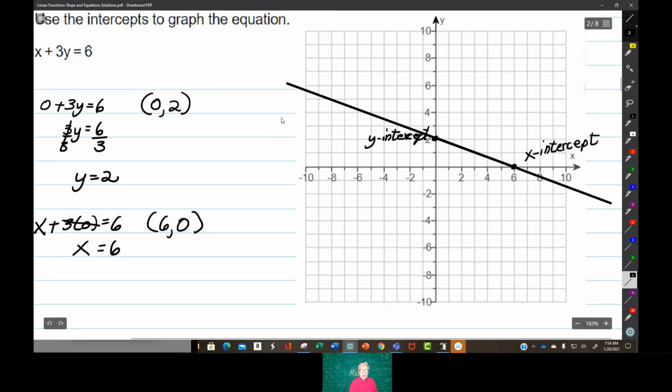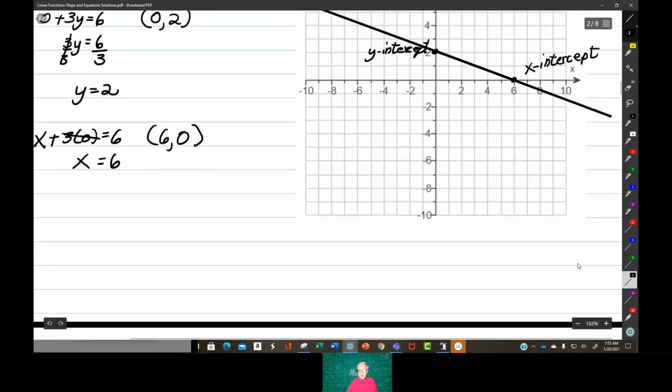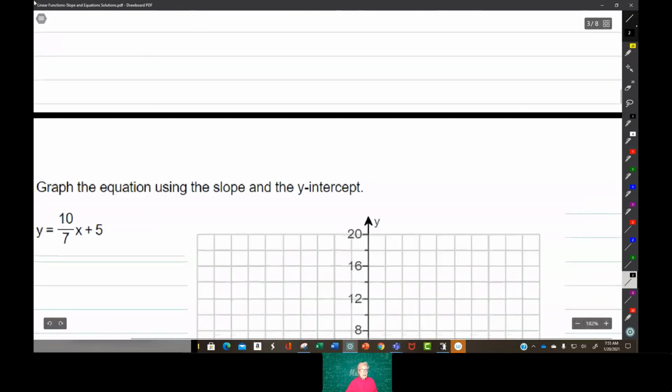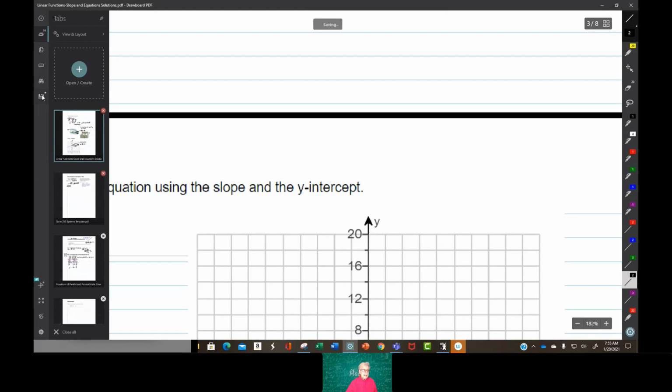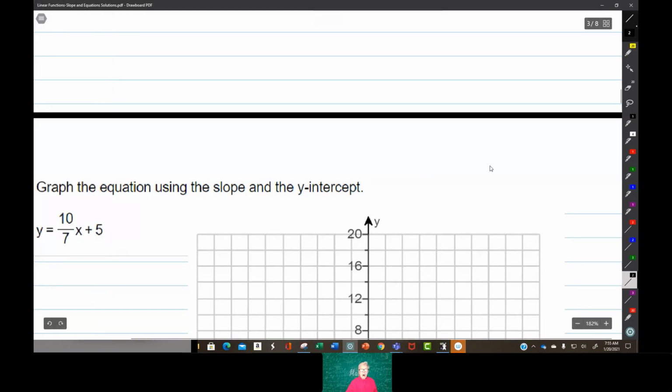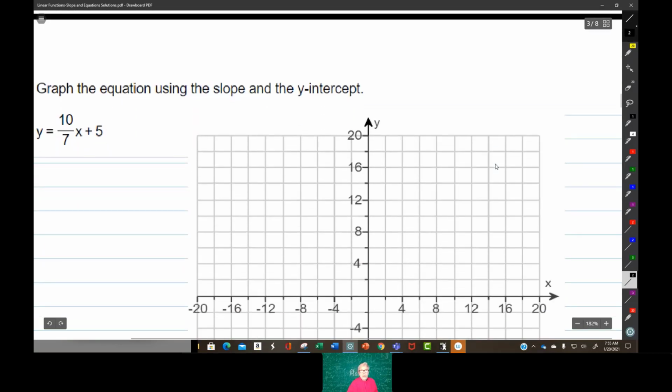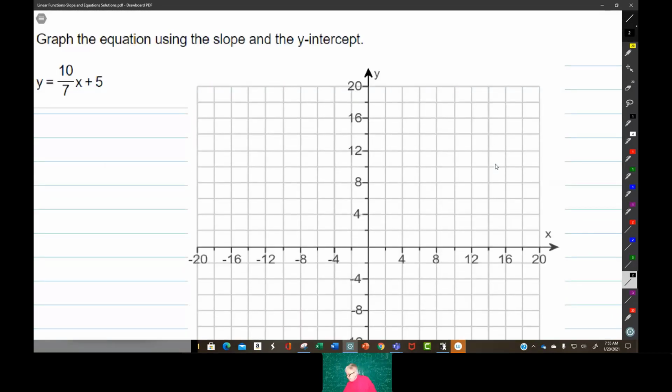And so this is the line x plus 3y equals 6. This is a straight line in standard form. You can always change it, as we already have, to slope-intercept form. Going to take a minute and save. All right, now we're going to use a different, much more educational method.